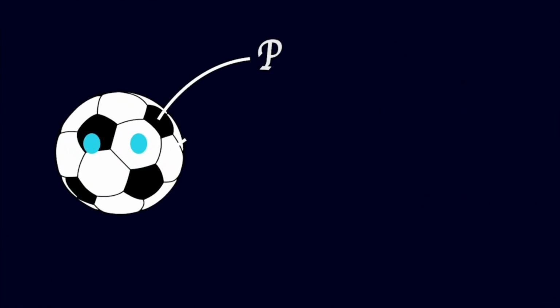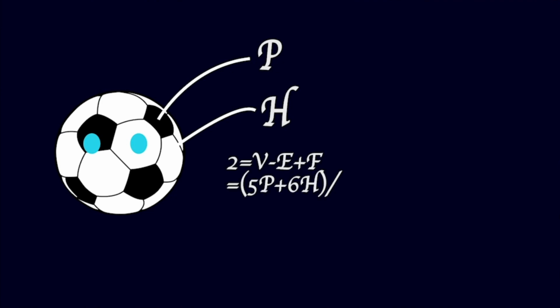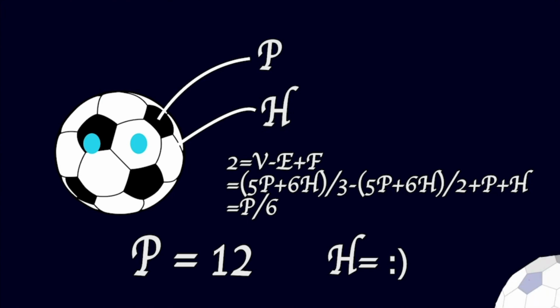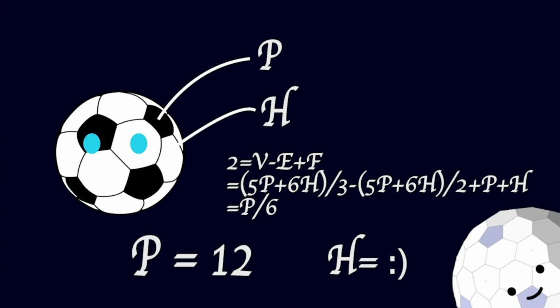This explains the mystery behind the soccer ball and its variations. If you let the number of pentagons be p, the number of hexagons be h, and add the relevant calculations, there we have p equals 12. Well, there are no restrictions on the number of hexagons. This means that a soccer ball can look as weird as possible as long as it has 12 pentagons.